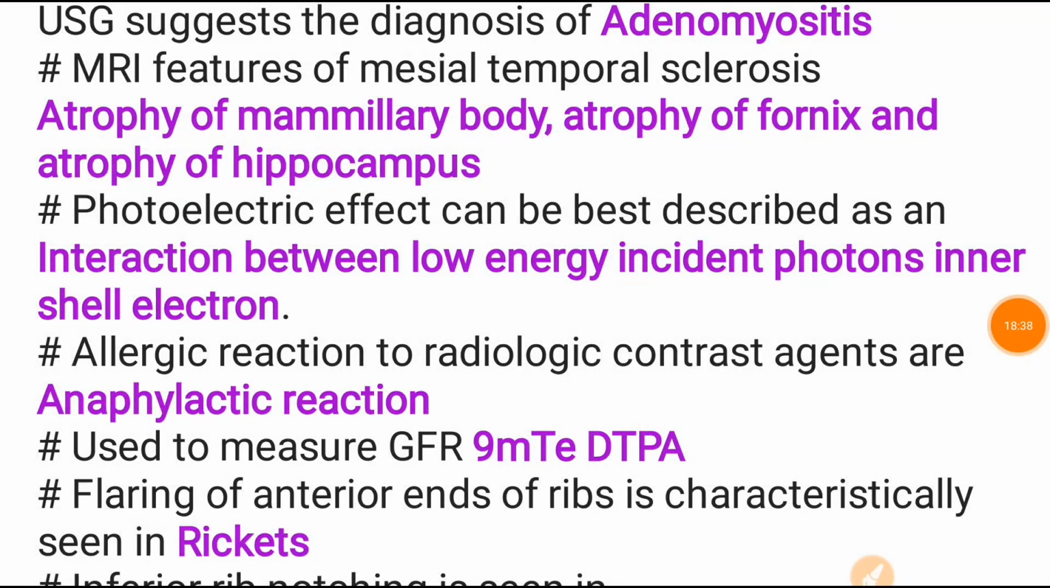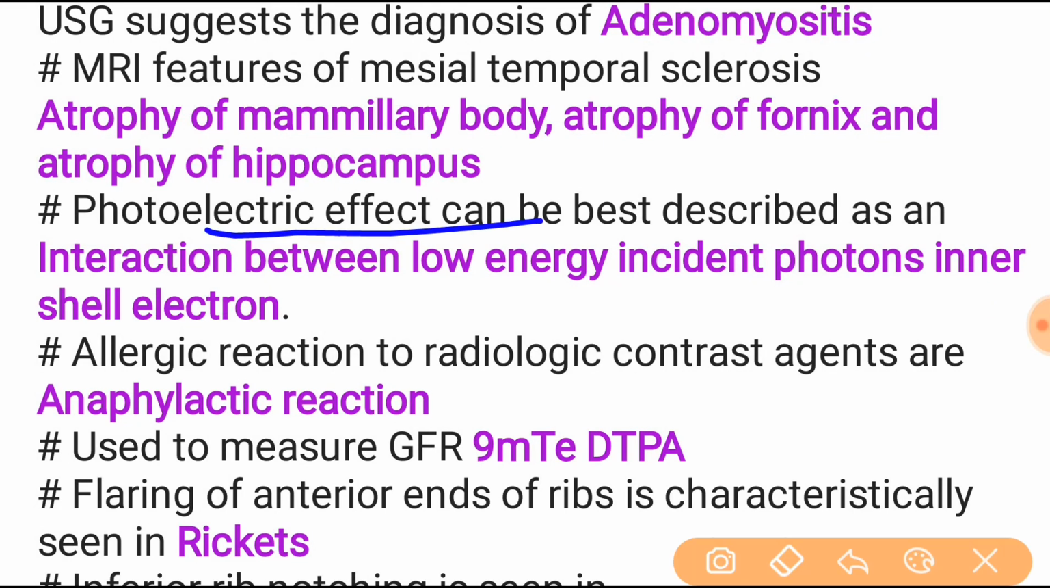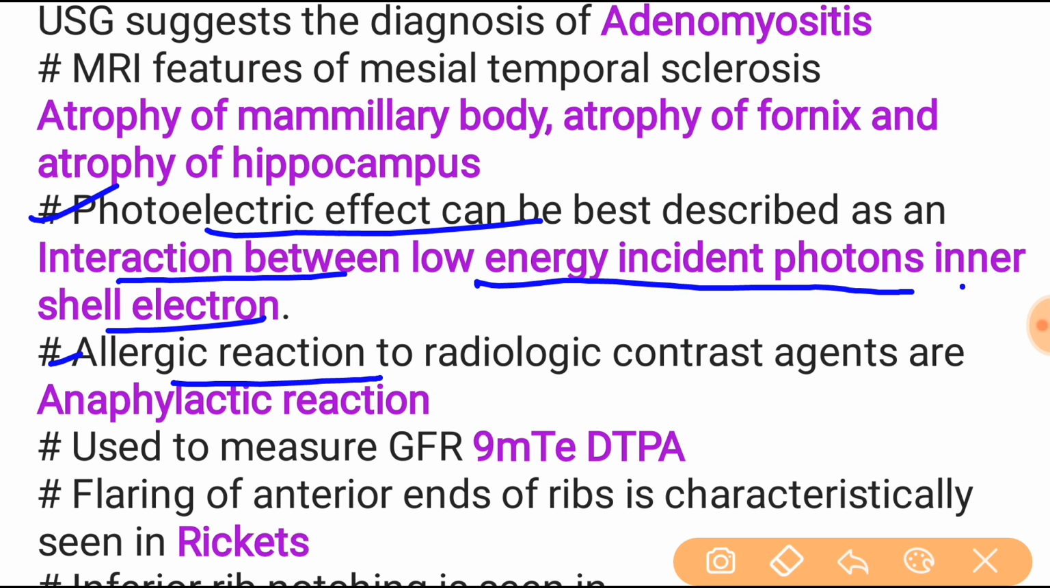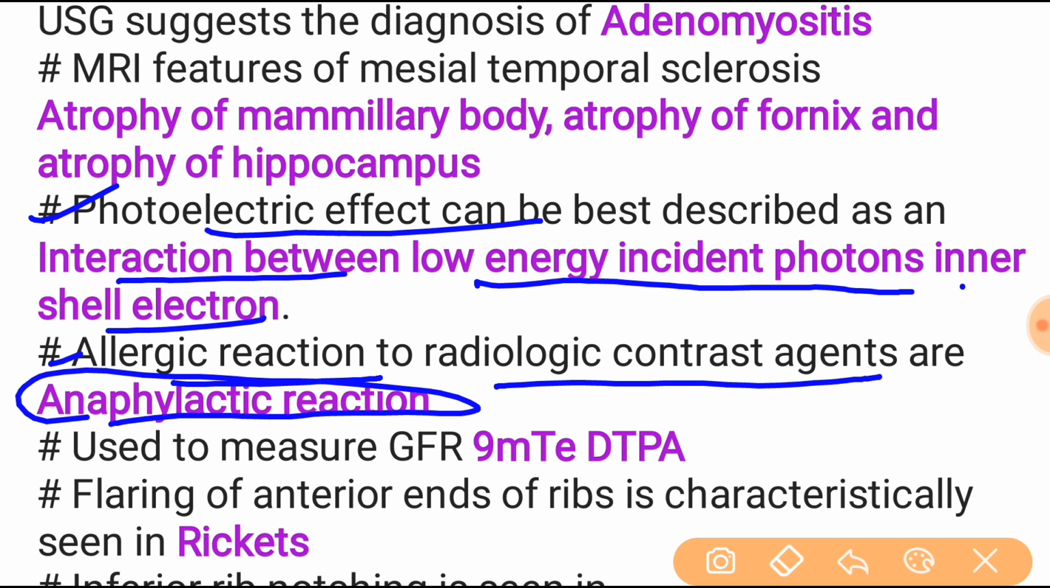Here the photoelectric effect can best be described as an interaction between the low energy incident photon and the inner shell electron. Allergic reaction to the radiological contrast agent is the anaphylactic reaction. Used to measure GFR: DTPA. DTPA is mostly used.